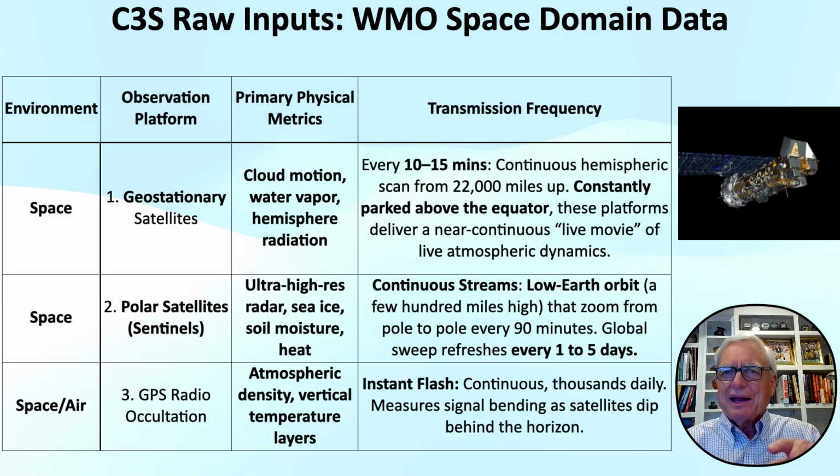Whereas the polar satellites are only a couple hundred miles high, and they're zooming from pole to pole every 90 minutes, the amount of information they're getting is a very thin sliver. So they basically gather that information and report what's going on every 1 to 5 days. And so let's move over to the next section now.